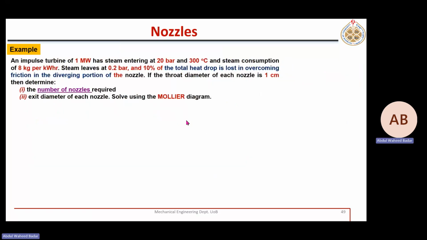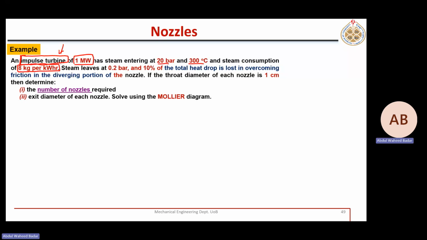So let's solve one problem here. Here we have an impulse turbine of 1 megawatt, has steam entering at 20 bar and 300 degrees Celsius and steam consumption of 8 kilograms per kilowatt hour, because this nozzle is installed at the start of an impulse turbine, which we'll see in the next impulse turbine, and that is its total power output of the turbine.